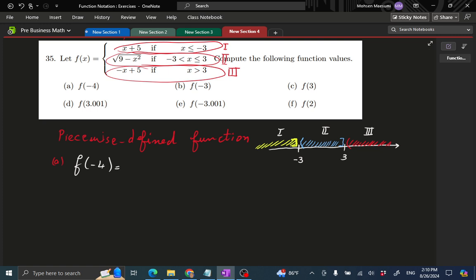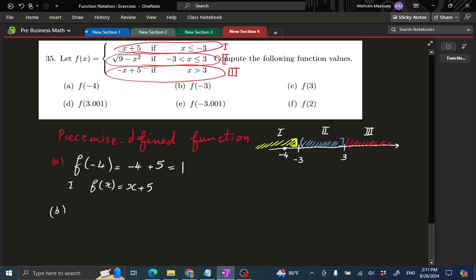If you choose from the yellow region, like -4 falls here, is that right? -4. So I have to use the first formula, which is for region 1, f of x is just x plus 5. Since minus 4 falls in region 1, I'll have minus 4 plus 5, and that is just 1.